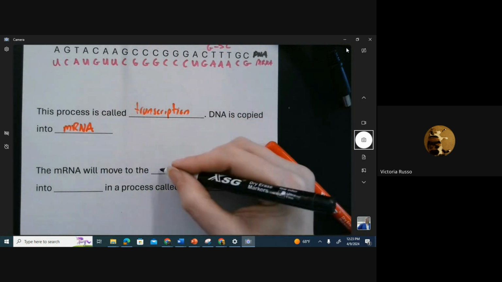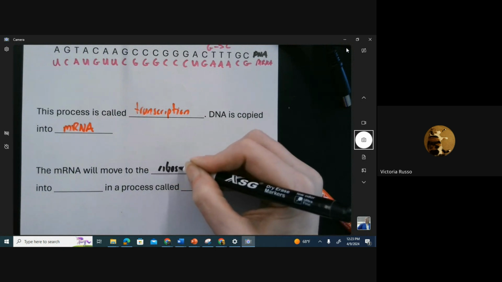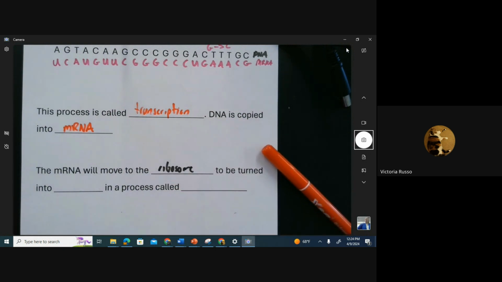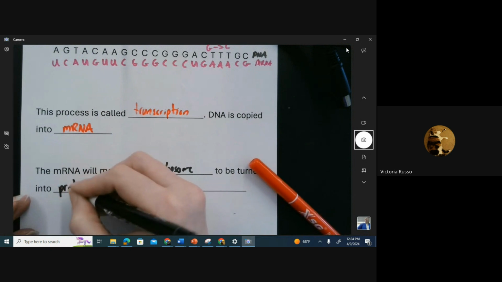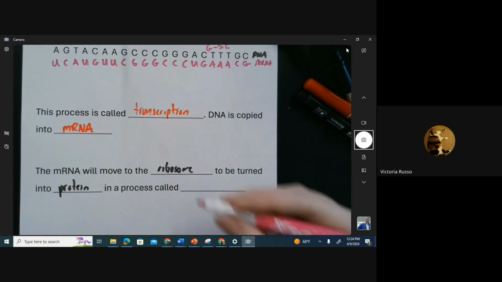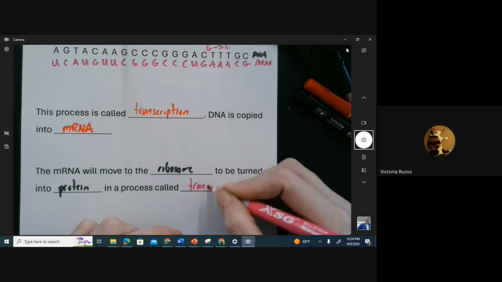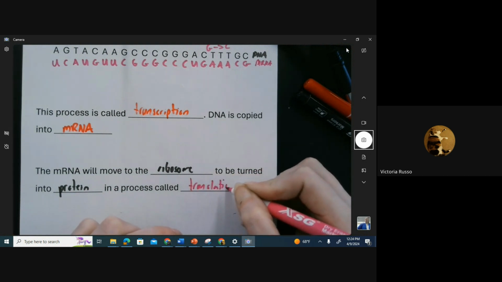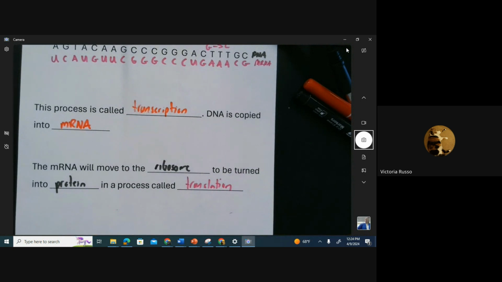and it's going to move to the ribosomes. Ribosomes are parts of the cell that make protein. This process has its own name. It also starts with a T, and it is called translation. Now we're going to briefly look at the process of translation. We are oversimplifying translation a little bit.